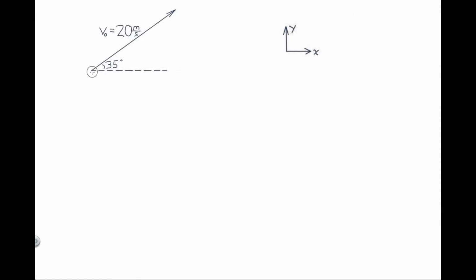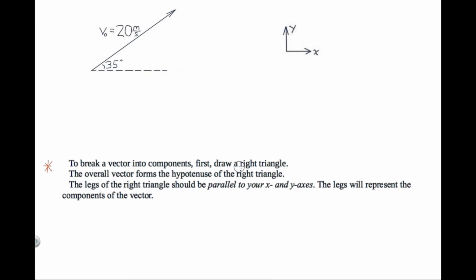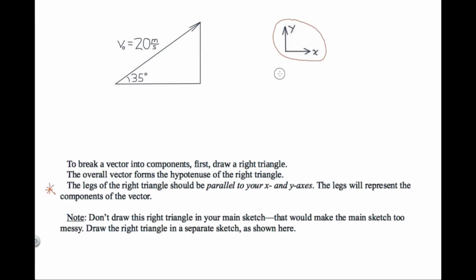We begin by redrawing the velocity vector. Now we need to draw a right triangle. The overall vector will form the hypotenuse of the right triangle. The legs of the right triangle should be parallel to your x and y axes. We've chosen horizontal and vertical axes, so we draw a right triangle with horizontal and vertical legs. The legs will represent the components of the velocity.